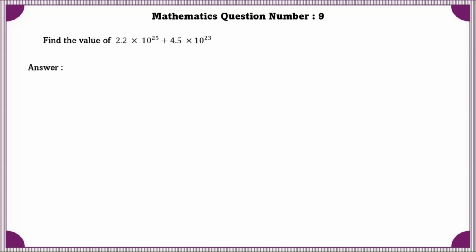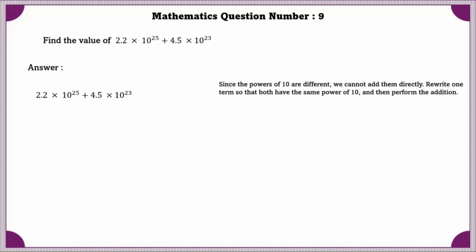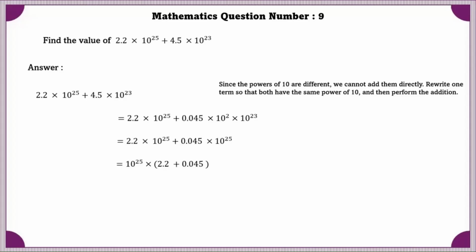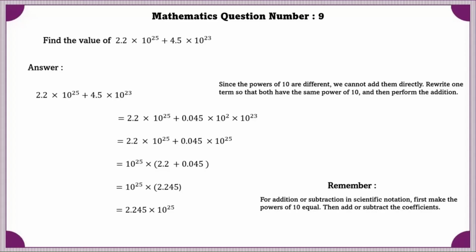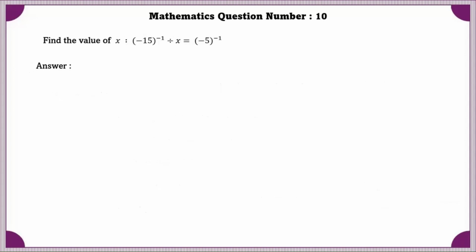Mathematics question number 9. Find the value of 2.2 into 10 to the power 25 plus 4.5 into 10 to the power 23. Since the powers of 10 are different, we cannot add them directly. Rewrite one term so that both have the same power of 10 and then perform the addition. Now taking 10 to the power 25 as common and simplifying, we will get the answer as 2.245 into 10 to the power 25. Remember, for addition or subtraction in scientific notation, first make the powers of 10 equal, then add or subtract the coefficients.